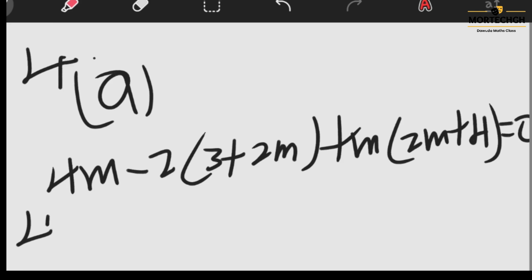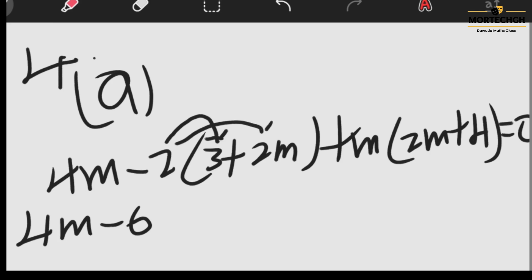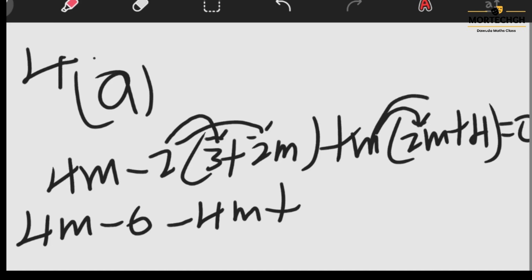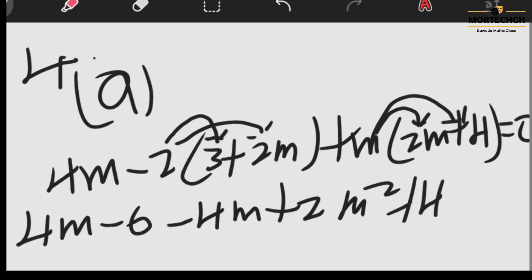So we have here 4m, minus 2 times 3 will give you minus 6. Minus 2 times 2m. So we take the term outside and multiply by each term in the bracket, right? So we have minus 2 times 2m will give you minus 4m, plus, we expand the bracket, m times 2m. From here you take m and multiply by each term, right? So m times 2m will give you 2m squared. M times 4 will give you 4m, plus 4m to be equal to 0, right?